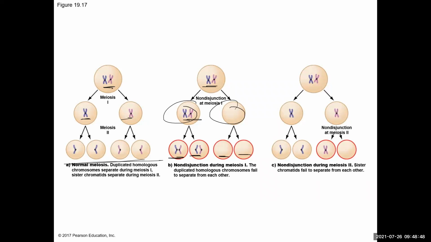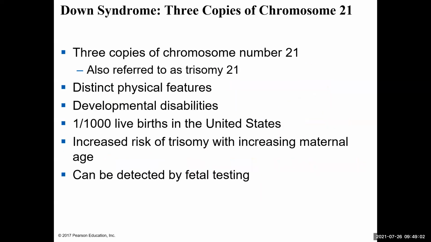But now if meiosis 1 happens appropriately and you have a non-disjunction at meiosis 2, 2 cells are normal. One cell has an extra copy, one cell has no copy. And so Down syndrome comes about because of the extra copy at chromosome 21. So you get 3 copies. So it's called trisomy 21.